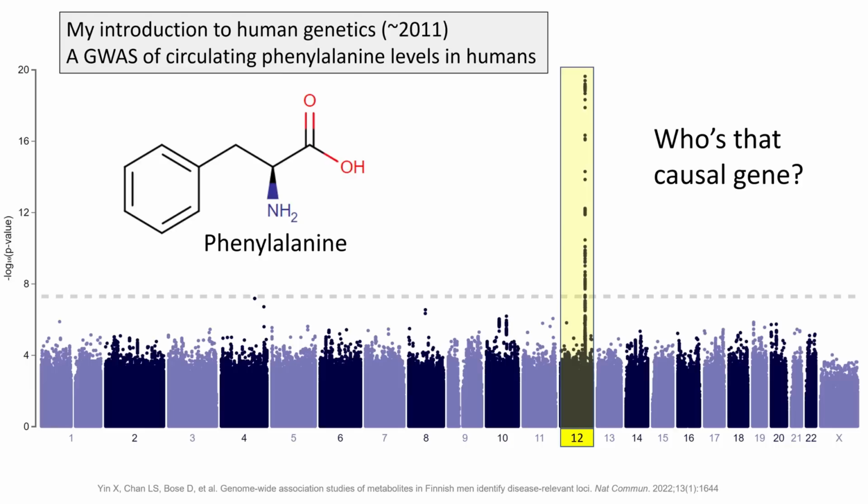Again, that was 13 years ago. This particular Manhattan plot comes from the MetSim consortium, the MetSim cohort, and this is work that I've been doing with the folks at University of Michigan and in Finland. This is a GWAS of phenylalanine, and there's only one hit, on chromosome 12. As we're going to be talking about over and over again, the question is then, okay, who's that causal gene?